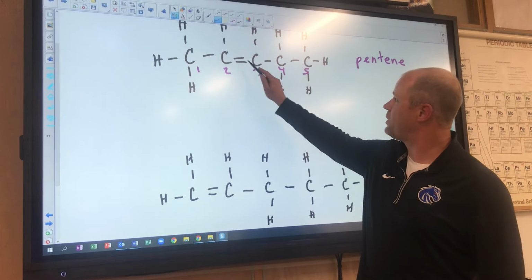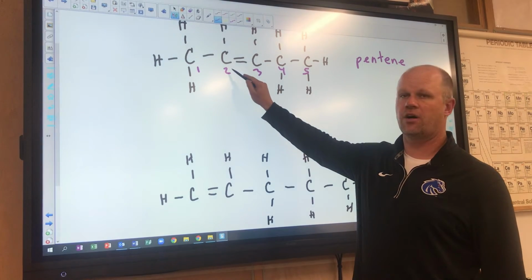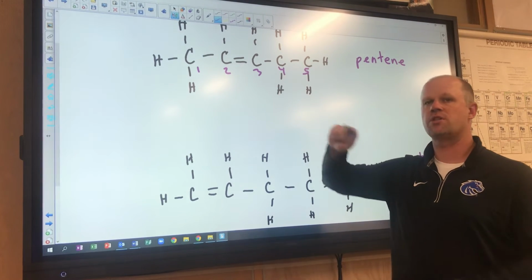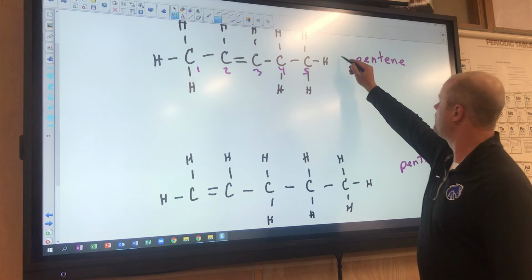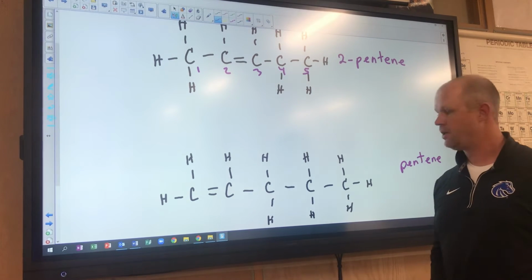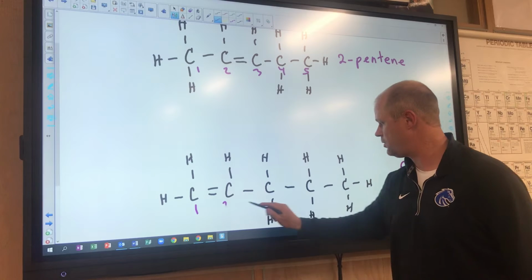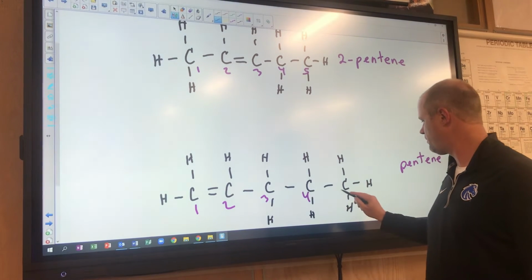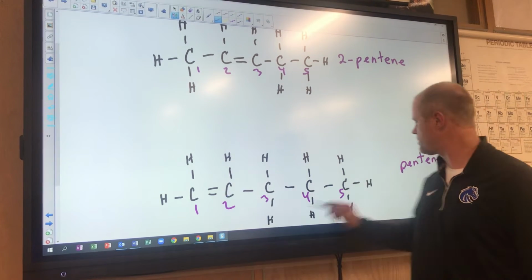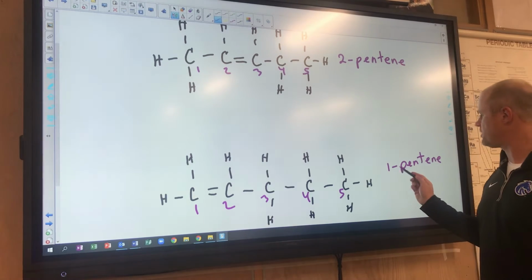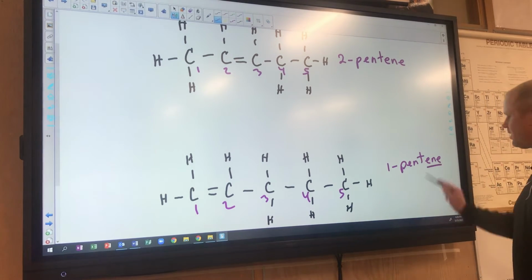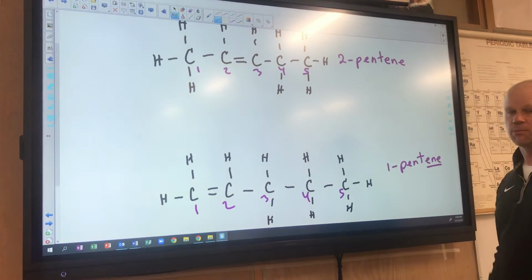This one, we have the double bond on the second carbon. I know it's on the third also, but they're using the smaller number. So they would call this 2-pentene. This one down here, 1, 2, 3, 4, 5. They're going to call this 1-pentene. So that number just says the location, and the ending tells us it's the location of what? In this case, the double bond.